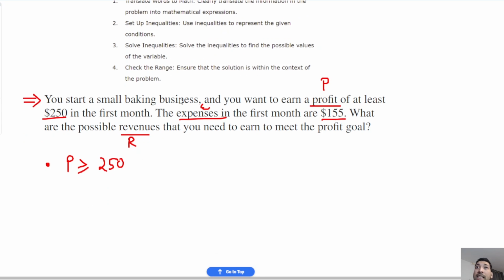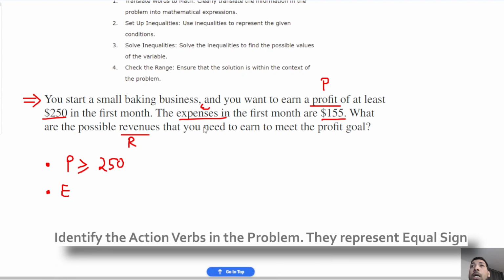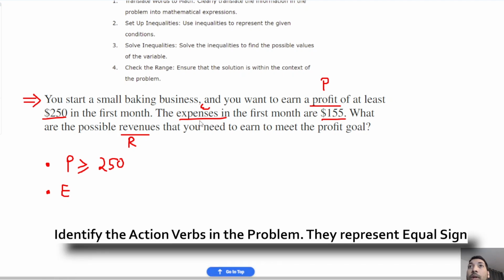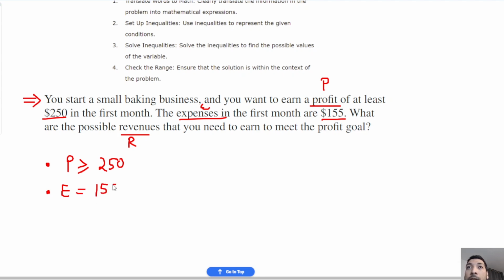So this is the first inequality expression. The second one is: the expenses in the first month are $155. In this case, the expenses, which is E, are "are," which means an equal sign. Remember, any action verb represents an equal sign. We don't have any inequality symbol for these expenses. So I just write E is equal to 155.